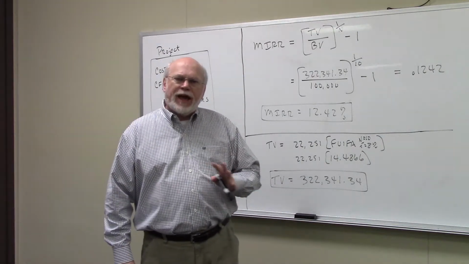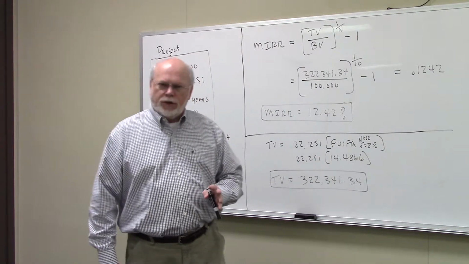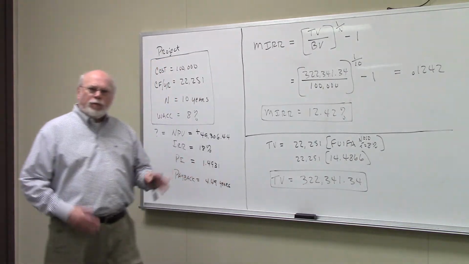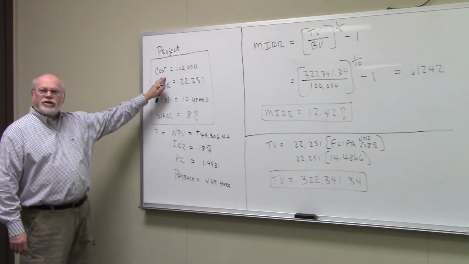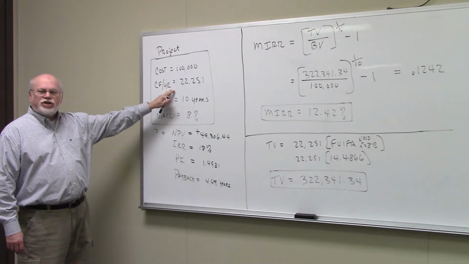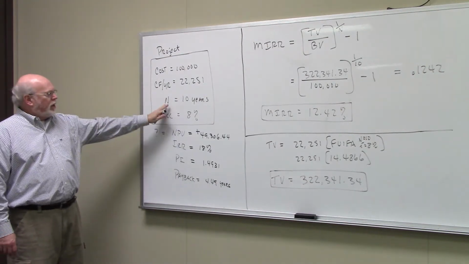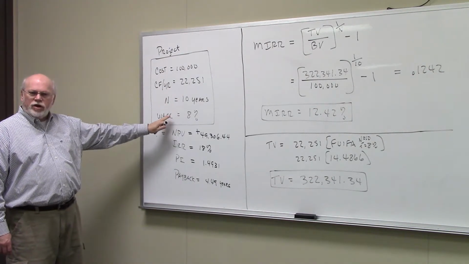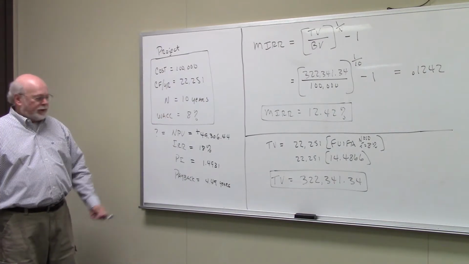Now the last capital budgeting technique we're going to talk about is called the modified internal rate of return. The little project that we've been going through is a $100,000 project. The cash inflows each year we estimate to be $22,251 for 10 years, a 10-year life, and the weighted average cost of capital for the project is 8%.